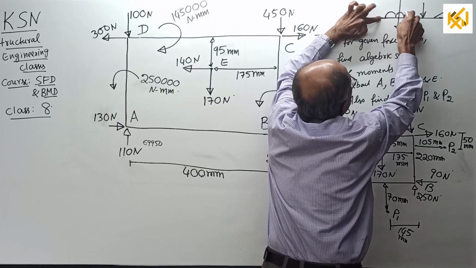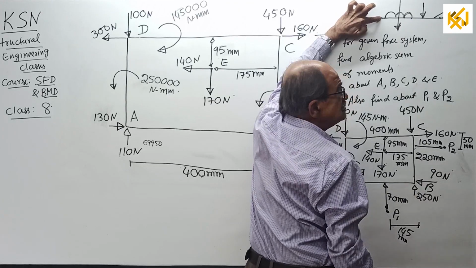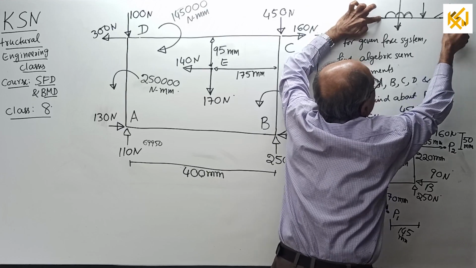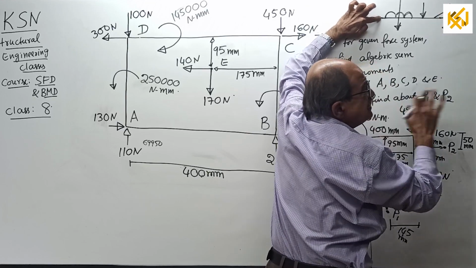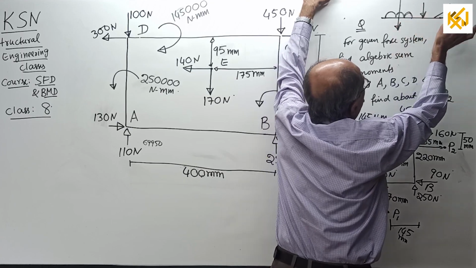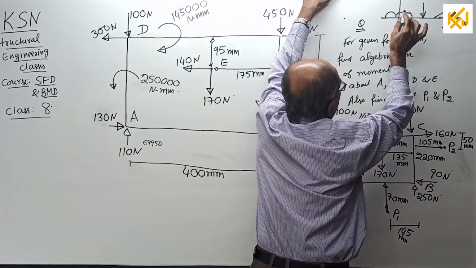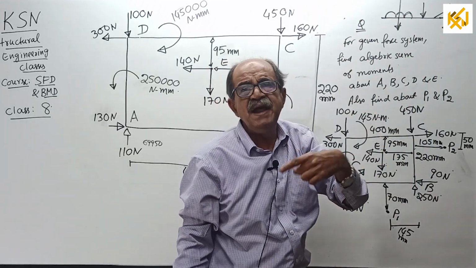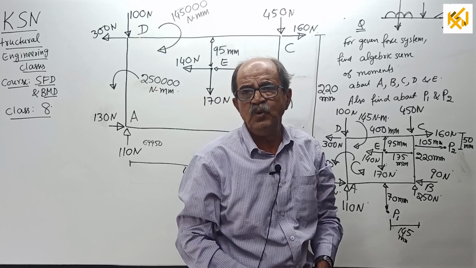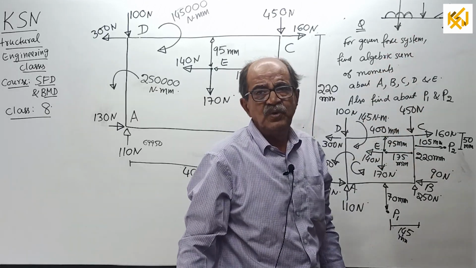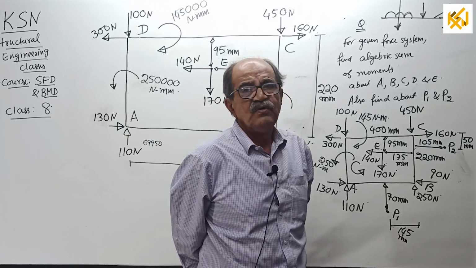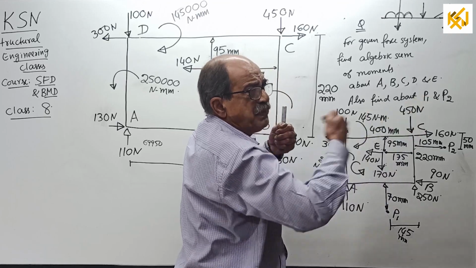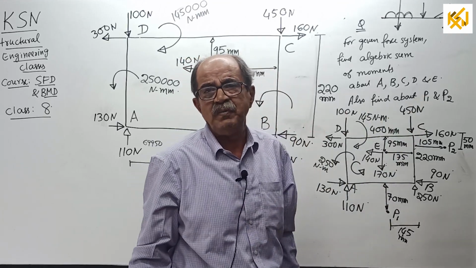Means, for this UDL, you will once again find the force, and then force into distance. How to get this force and how to locate the various lines of action will come in the immediate next class, when I cover different types of loads. So, even if UDL or UVL are given, finally when you find moment, it is always what? Force into perpendicular distance from the point about which you want moment.